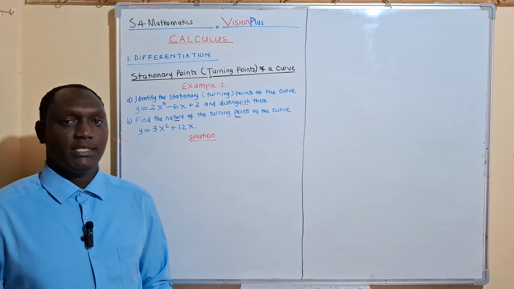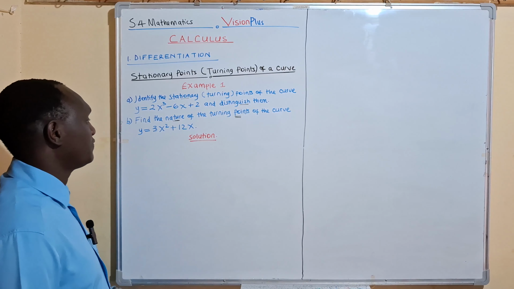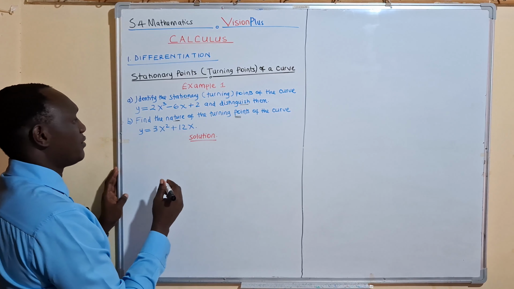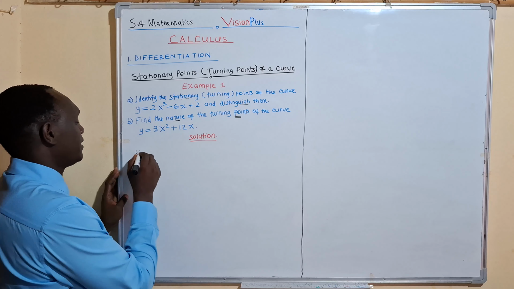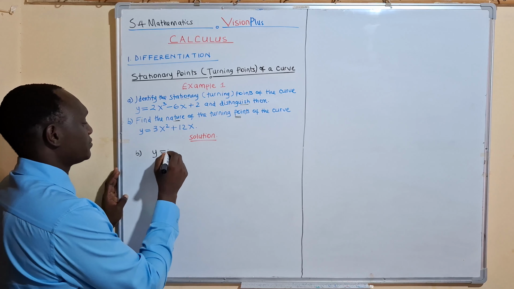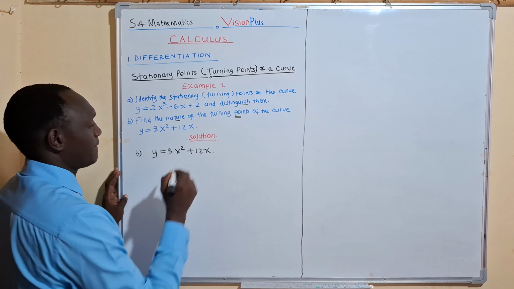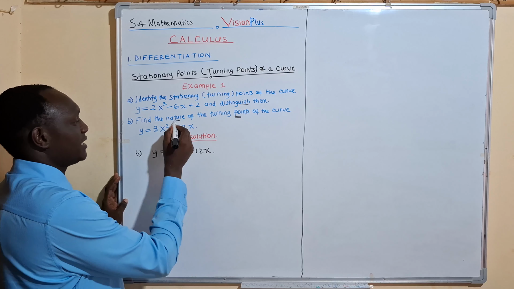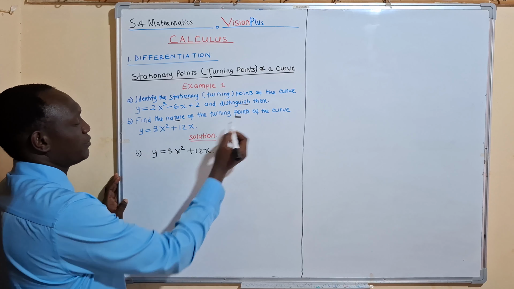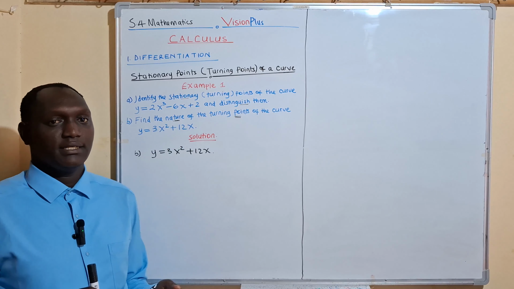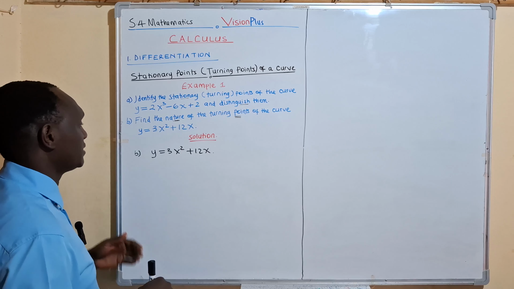And now going to part B. Part B says find the nature of the turning point of the curve. The curve is given by y equals 3x squared plus 12x. Now, for us to find the nature of the turning points, we need to first find what the turning points are. So let us get the turning point.